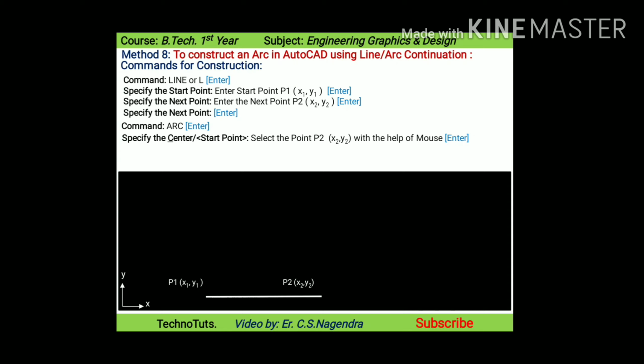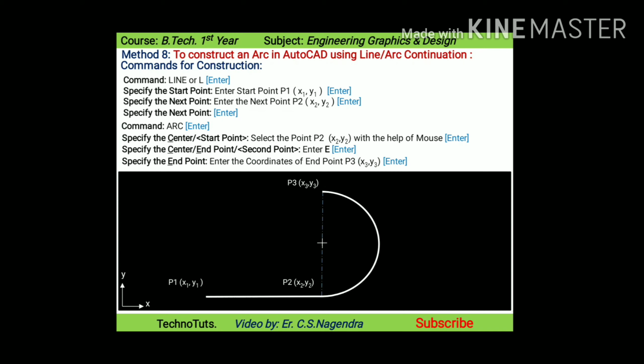The computer will again ask you to specify the center or start point. You have to select the point P2, so select point P2 with the help of the mouse in this way. Now the computer will ask you to specify the center, end point or second point. Type there E because you have to give the end point. The computer will ask you to specify the end point. Enter the coordinates of the end point, say P3, and press enter key. You will see an arc get constructed from point P2 to P3. Okay students, so this is the line arc continuation method, the last method of this video.